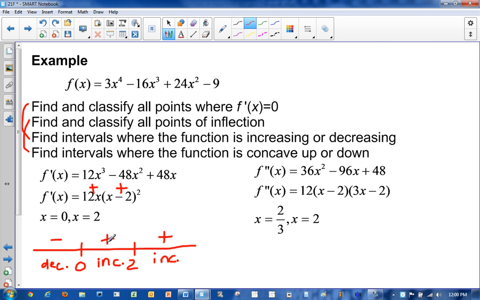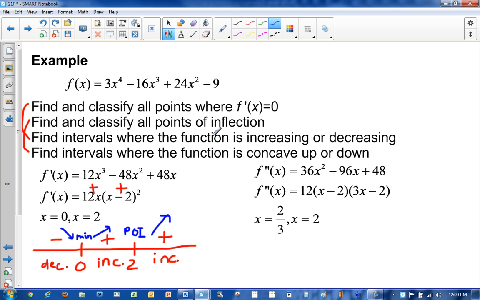So what's going on here? If I have a function that is decreasing and then increasing, then what's happening here is I actually have a minimum. Okay? But if the function is increasing before this point and then still increasing after, it looks like that is going to be a point of inflection. Okay? So those are all the points where f prime is equal to 0.